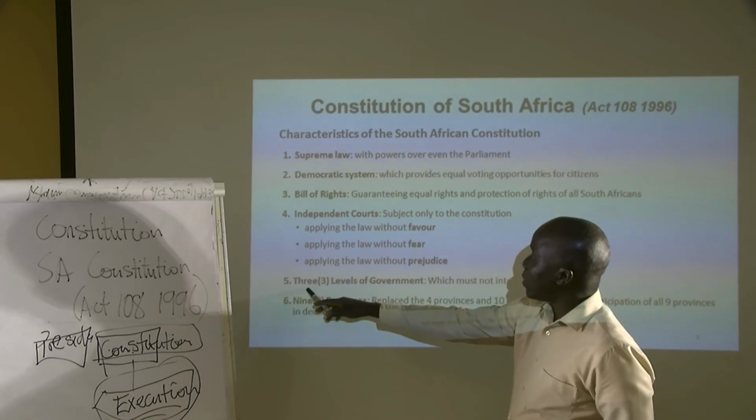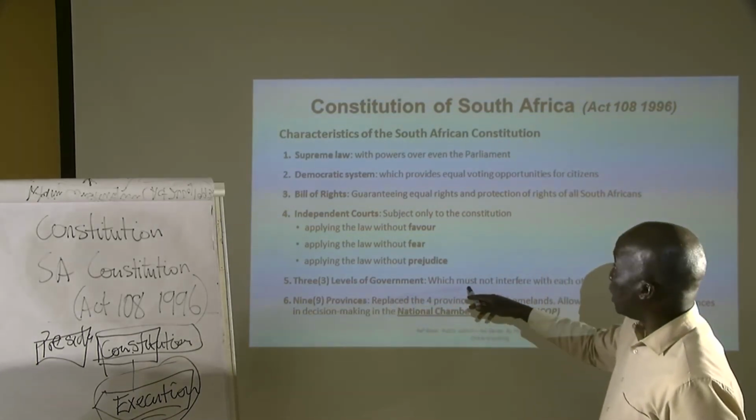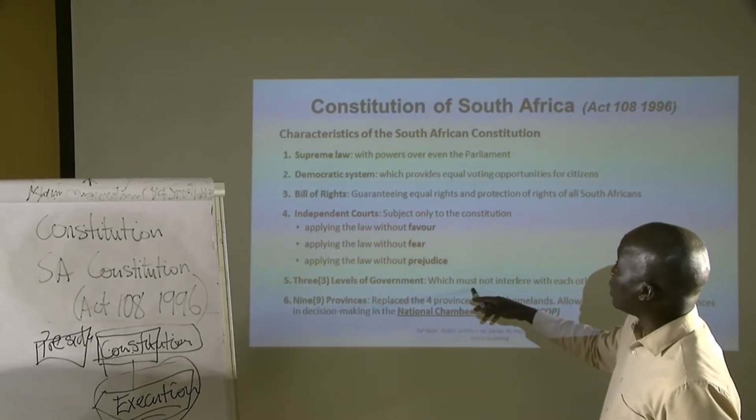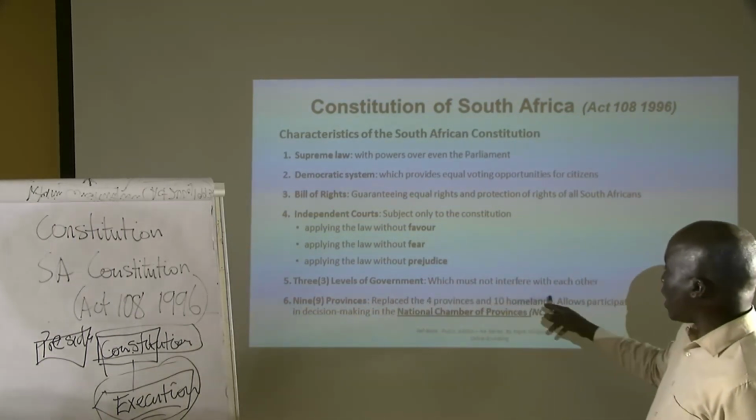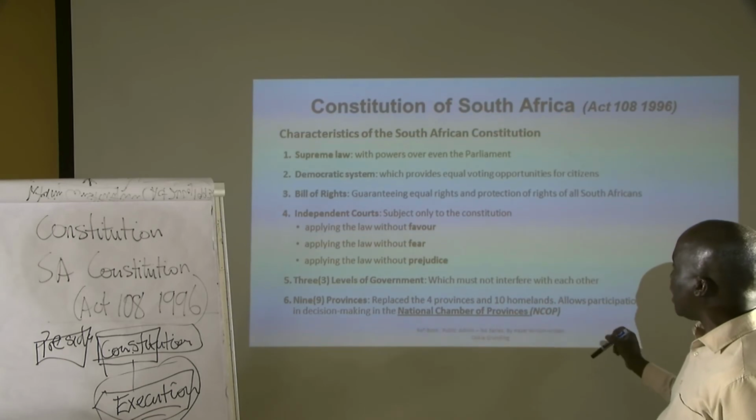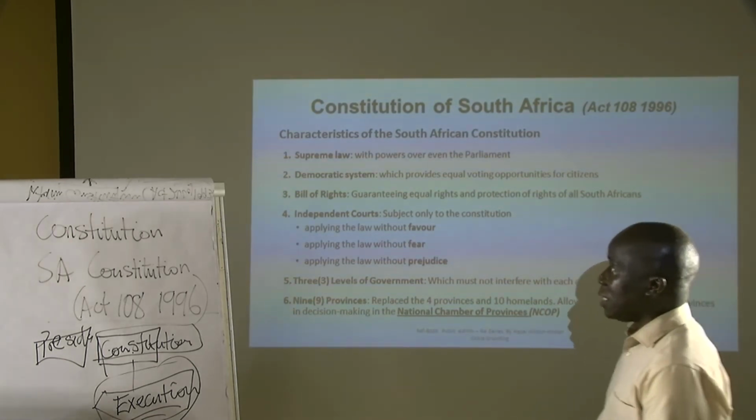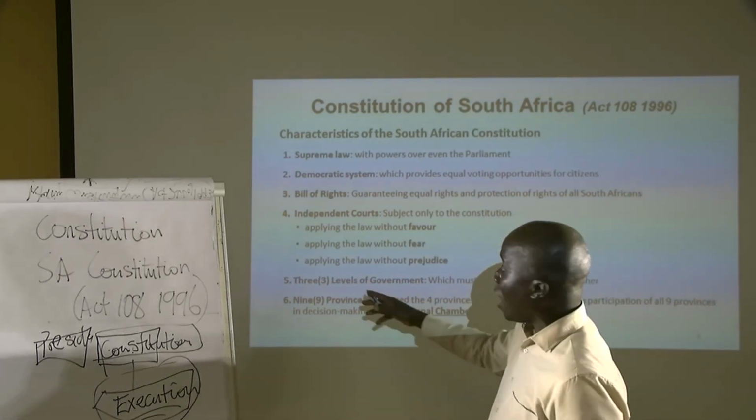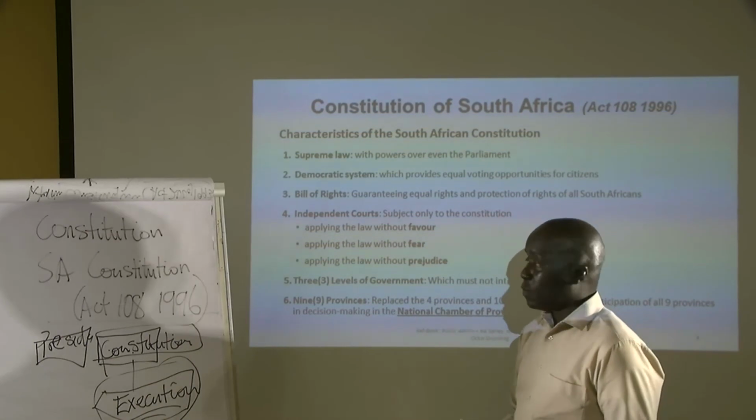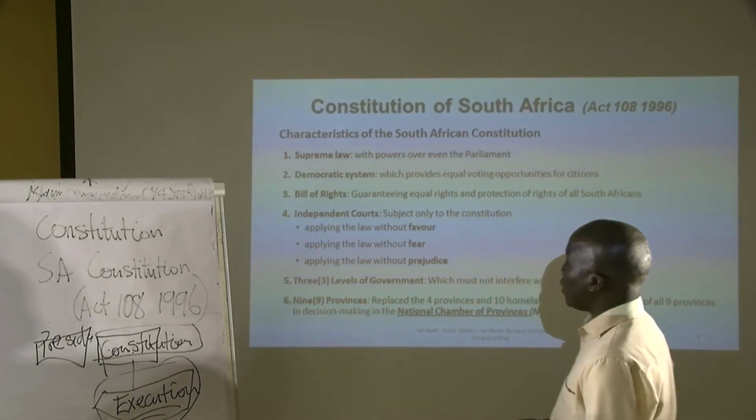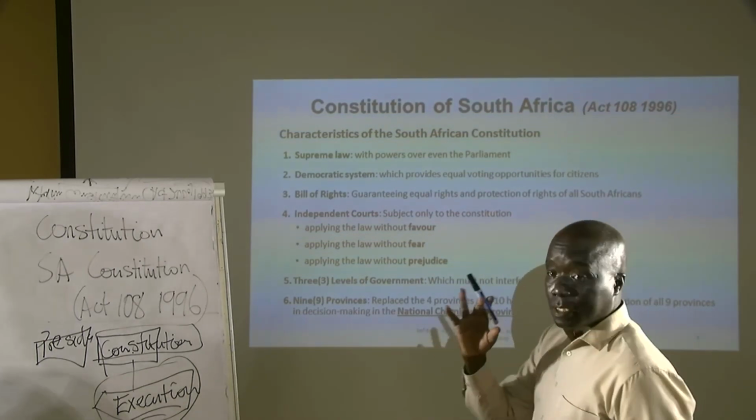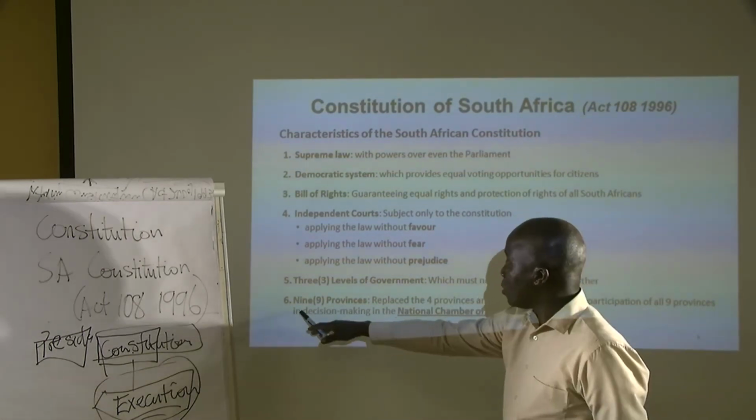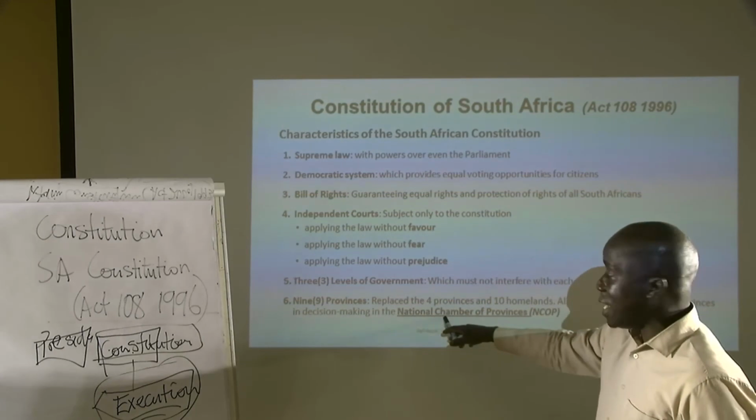Okay? And then we have 3 levels of government. That's one of those areas among the characteristics of the South African Constitution: 3 levels of government which must not interfere with each other. The 3 levels of government we're talking about are the executive, the judiciary, and the parliament as such. Those are the 3 levels we'll see in detail later on.